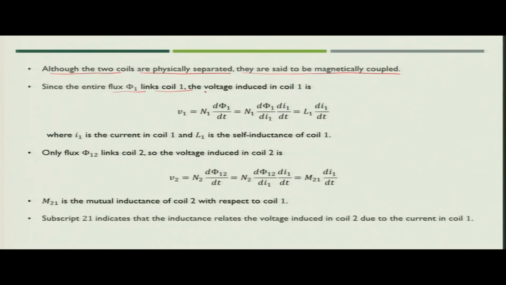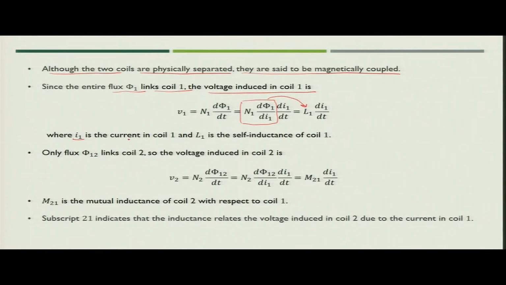So, what can we write? The voltage induced in coil 1, V1, is equal to N1 d phi 1 by dt, or you can write N1 d phi 1 by d I1 into d I1 by dt. Now, this will be your inductance L1. So, you can write V1 is nothing but L1 d I1 by dt.